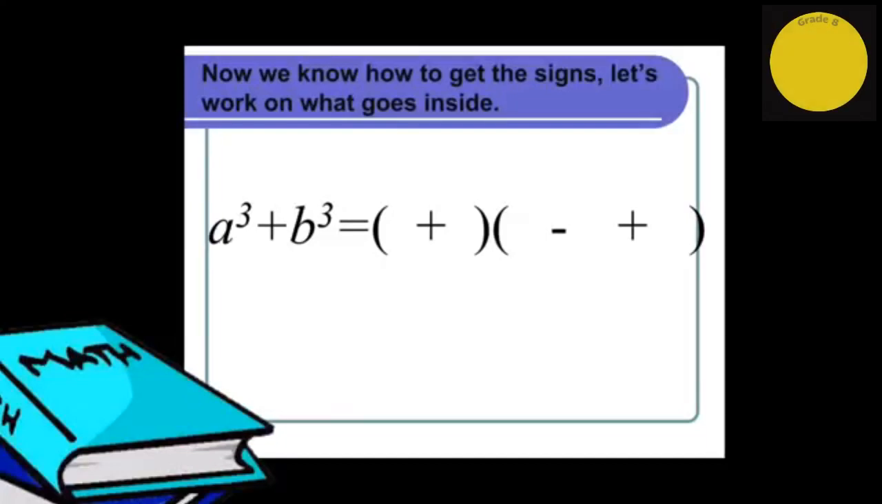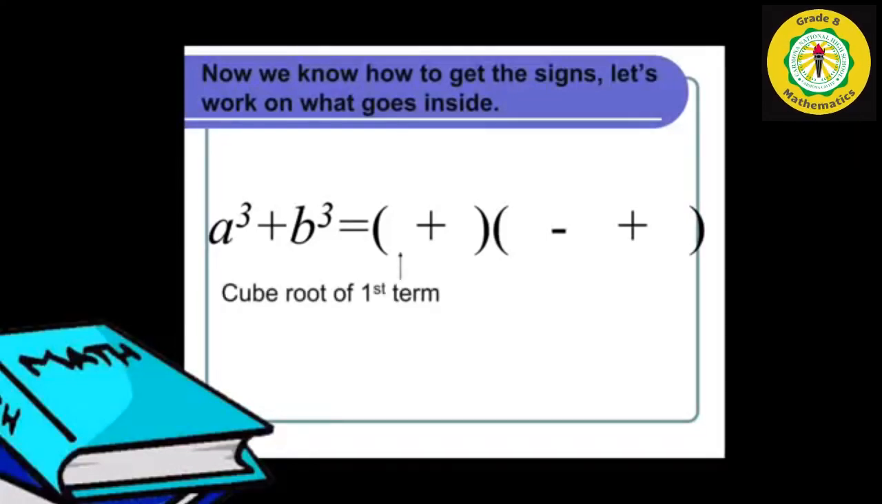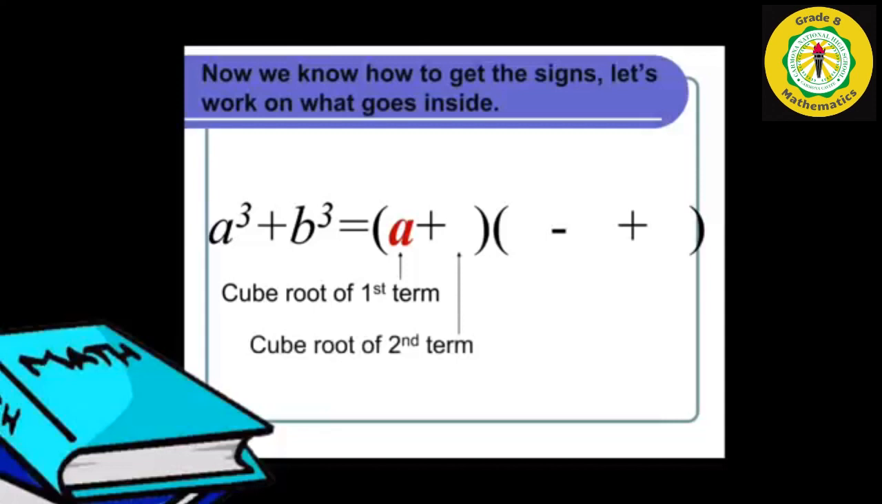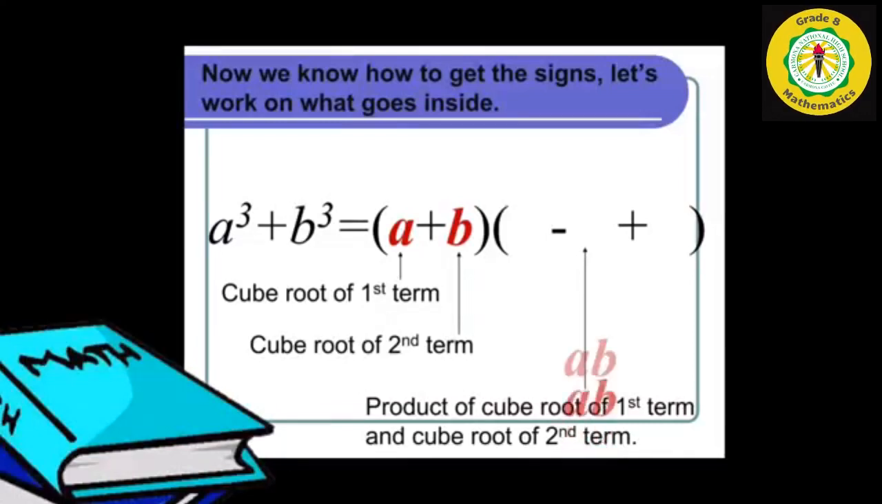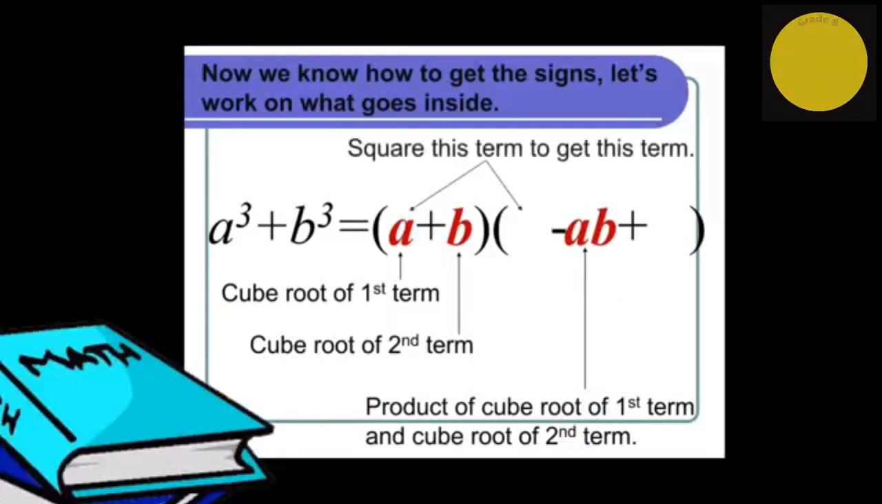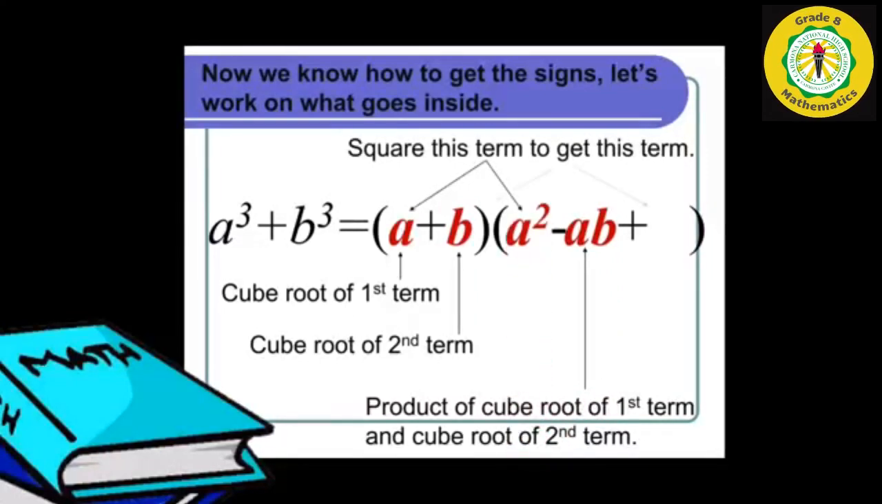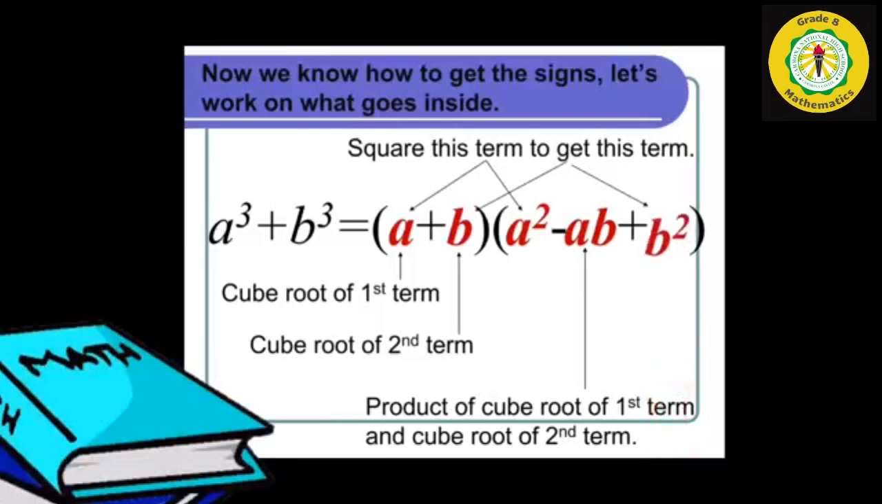So we have a cube plus b cube. We need to get the cube root of our first term. So the cube root of a cube is a. The cube root of our second term is b. And we need to get the product of the cube root of the first term and the cube root of the second term. So a times b is equal to ab. And we need to square this term to get this term, so a squared. And also, we need to square this term to get this term, which is b squared.